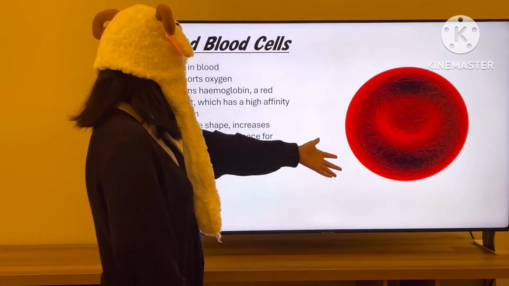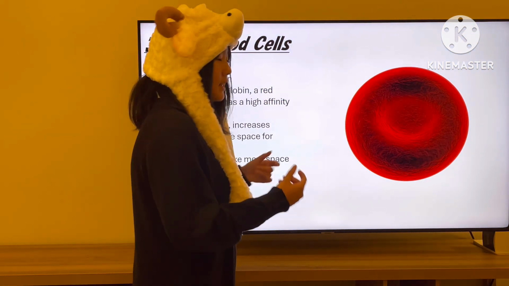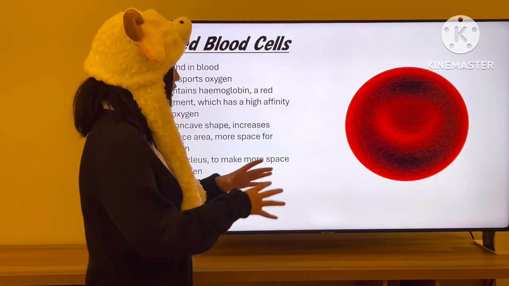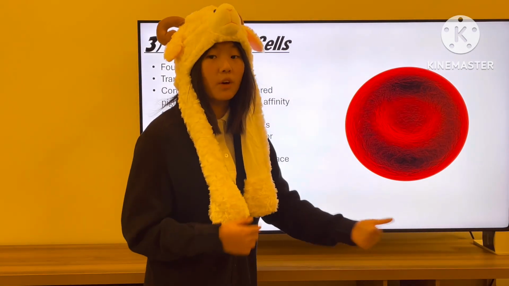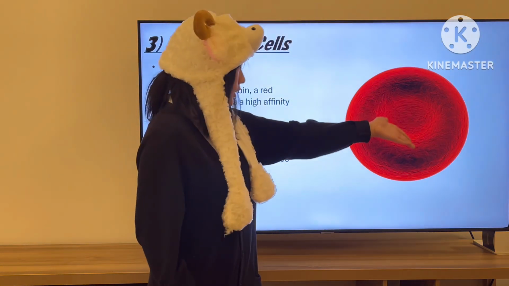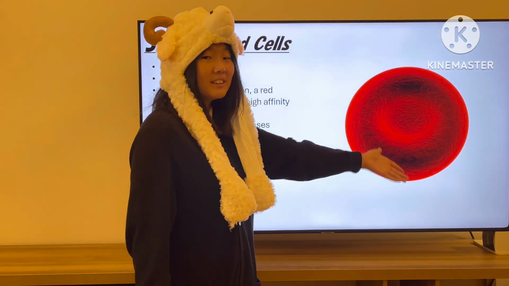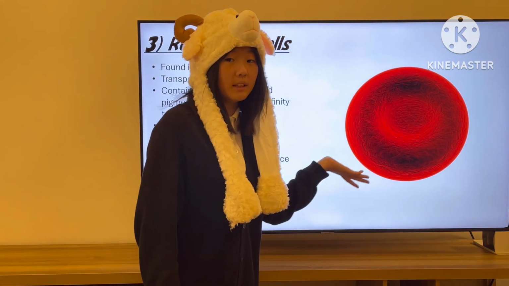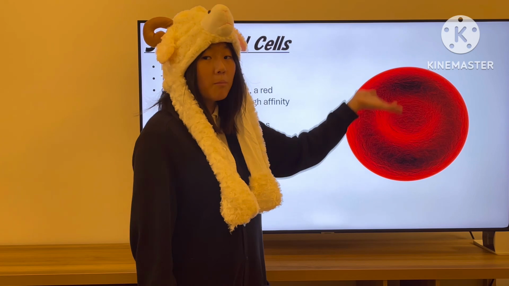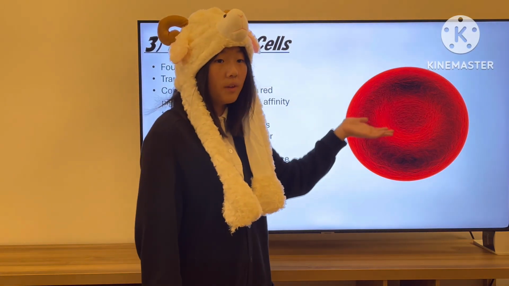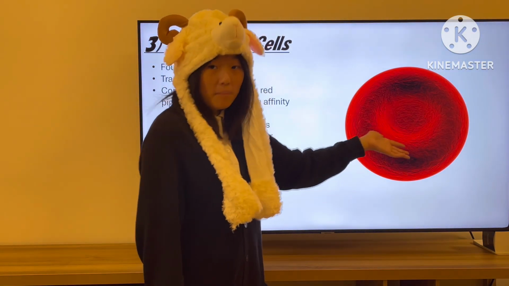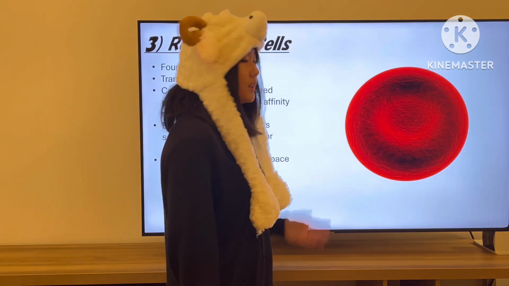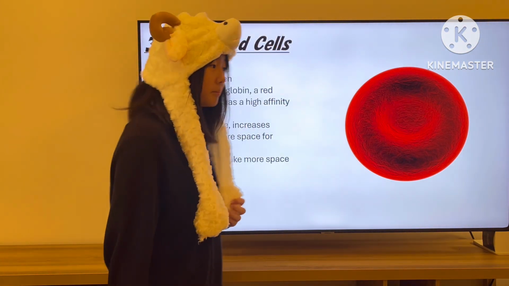It has a biconcave shape, which means it's shaped like a disc or a donut, and it increases the surface area, which makes more space for oxygen. Also, red blood cells don't contain a nucleus. This is because they need to make more space for oxygen so that they can maximize the amount of oxygen they can have in themselves as much as possible.